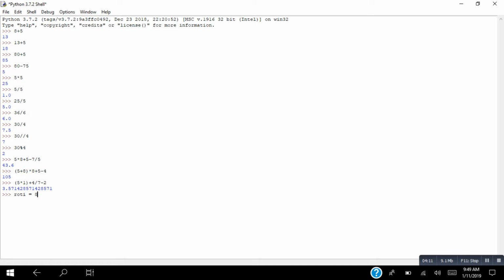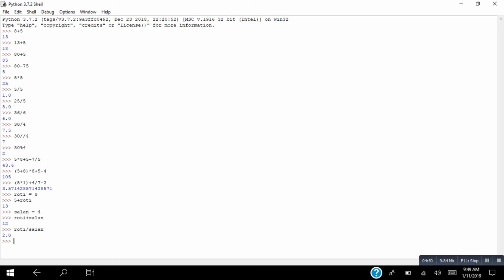If you have salan equal to 4, and you want to add roti plus salan, that would give you 12. If you want to divide roti divided by salan, that will give you 2. And if you want to multiply the two variables, that will give you 32. So you can work with variables as well.